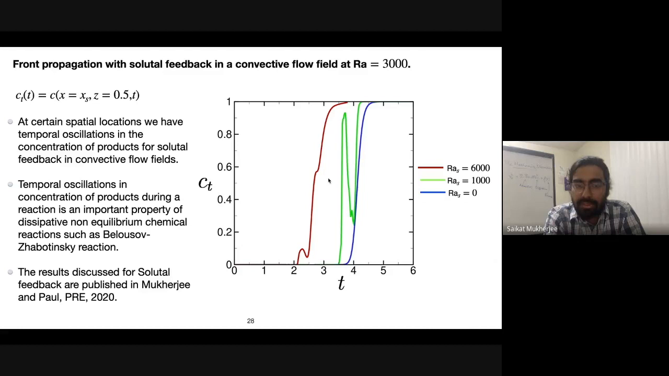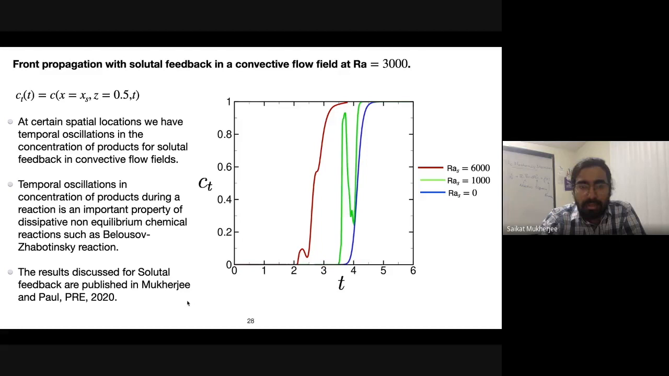This is also an example of an emergent phenomenon of a similar reaction, similar in the sense that it's also a quadratic nonlinear reaction, called the Belousov-Zhabotinsky reaction, which is also an interesting nonlinear physical chemistry experiment. Now, these results discussed so far are available in Mukherjee and Paul, PRE 2020, if that is of interest. And we can also discuss more later on.